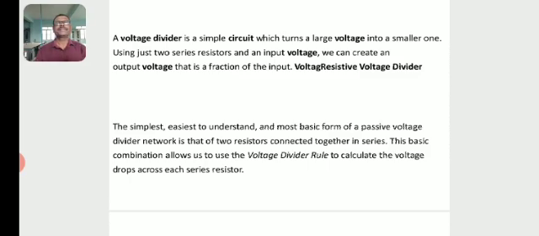That means in a series combination, the total voltage applied must be equal to the sum of the voltage drops across each resistor in the series combination.